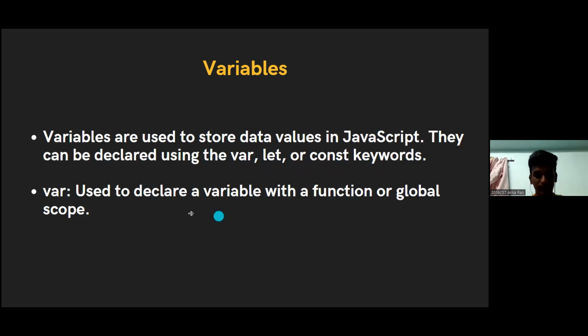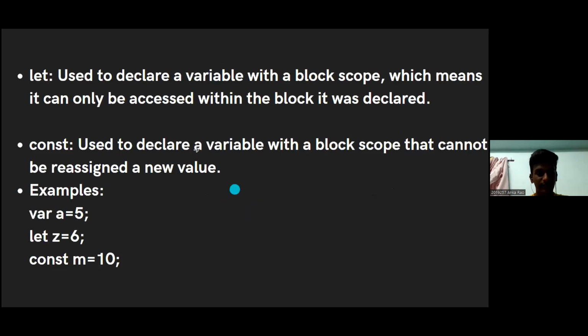The first one is the var keyword. It declares a variable with function or global scope. Then the let keyword is used to declare a variable within block scope. This is the main difference between var and let. Then we have const. This also has block scope, but it cannot be reassigned to a value; it will throw an error. And here is the example. We can define the variables and initialize them like this.